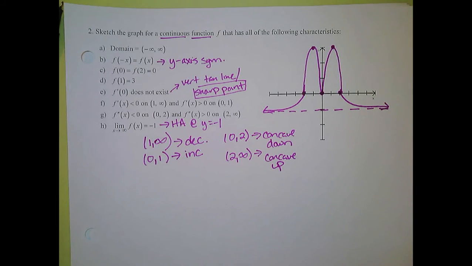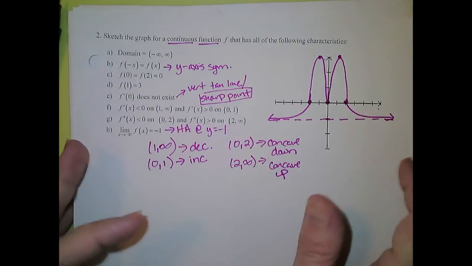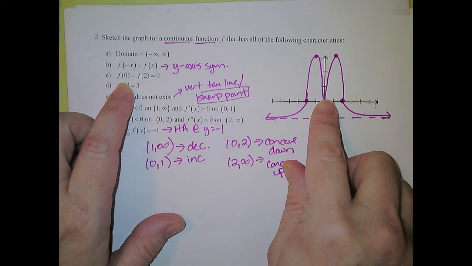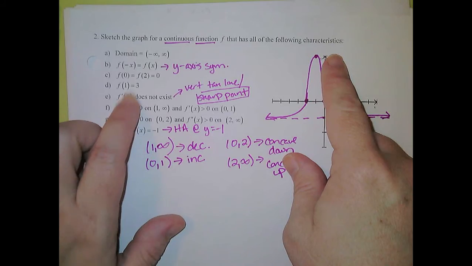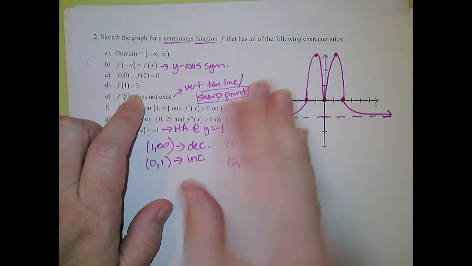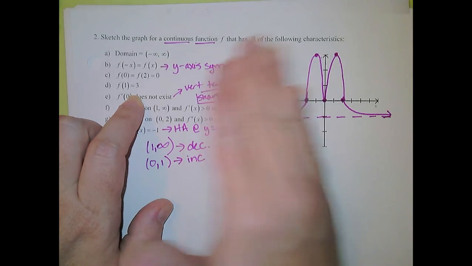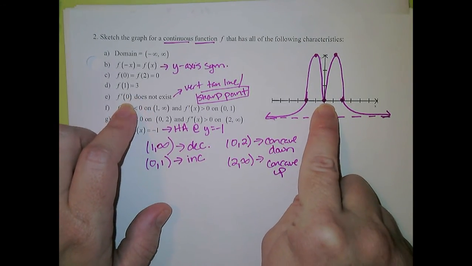So just to double check, domain is all real numbers, that works. F of 0 and f of 2 are 0. F of 1 is 3. We have our y-axis symmetry. I think I skipped that part. If I reflect the right over the y-axis, I get the left part of my graph. The derivative does not exist at 0 because of a sharp point.